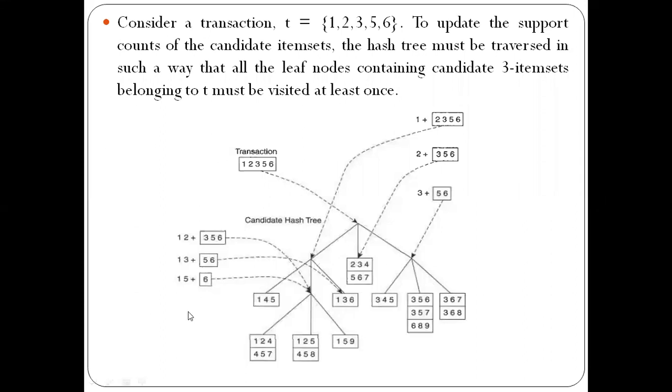Next, after fixing the first item, we need to fix the second item. The second item can be either 2, 3 or 5. If it is 2, then after selecting the left subtree, if it is 1 2, you will be traversing the middle subtree, that is, the middle subtree of the first left subtree. So here I need to check for that candidate.